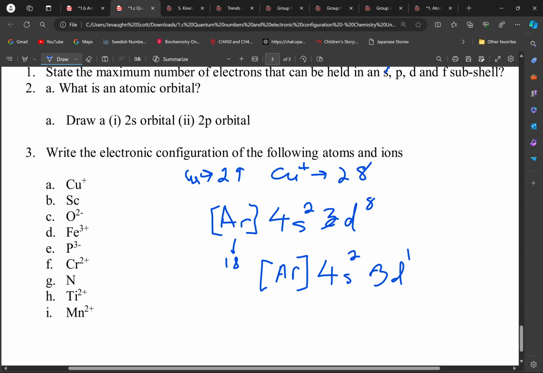So for oxygen and iron and phosphorus and the chromium and the nitrogen, the titanium and the manganese, right, these will all go through that same procedure. That is the procedure that I use.